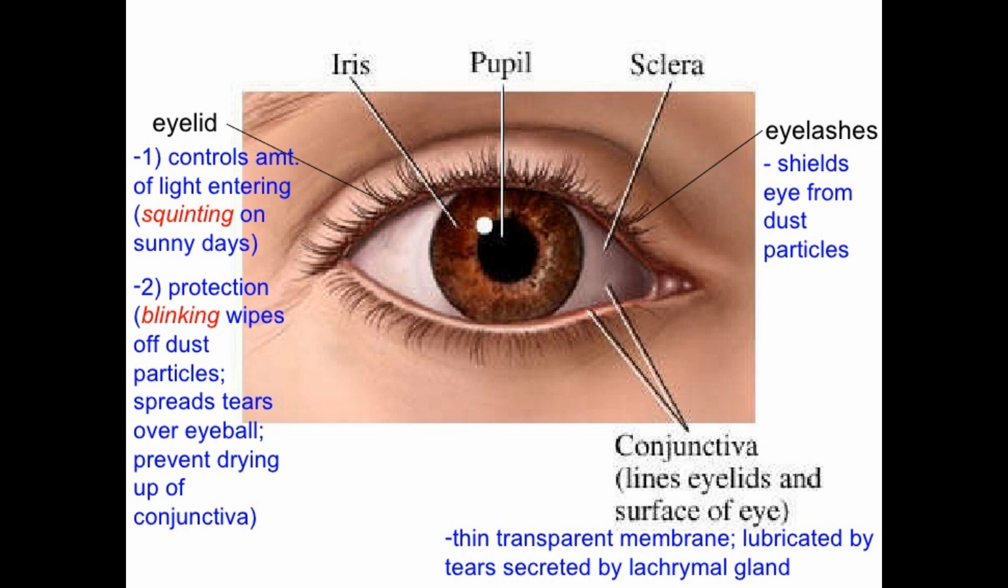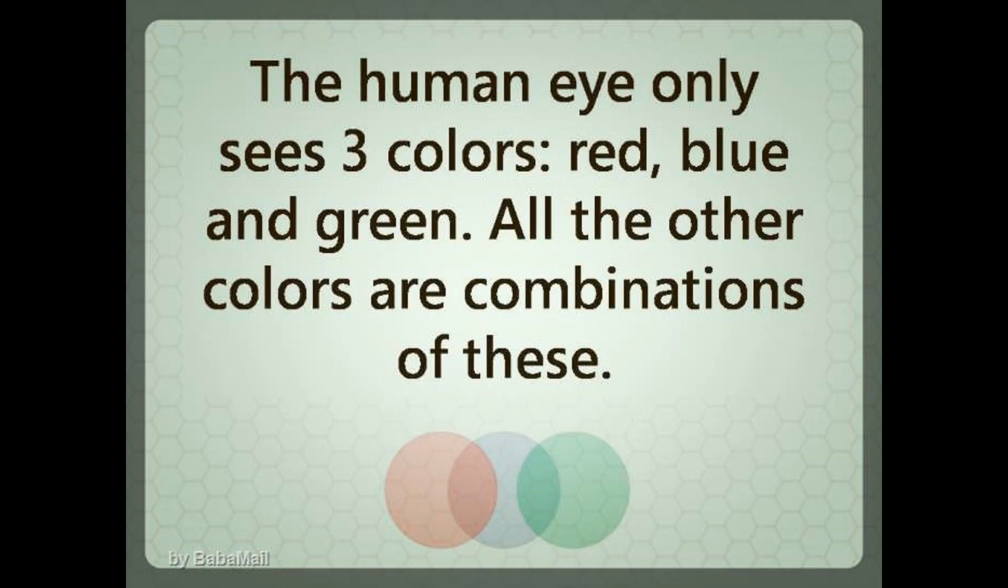Then you have the conjunctiva, which lines the eyelids and the surface of the eye. It is a thin transparent membrane, lubricated by tears secreted by the lacrimal gland. The human eye only sees three colors: red, blue, and green. All the other colors are combinations of these.